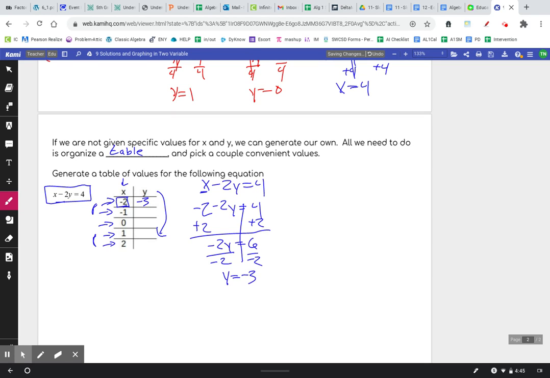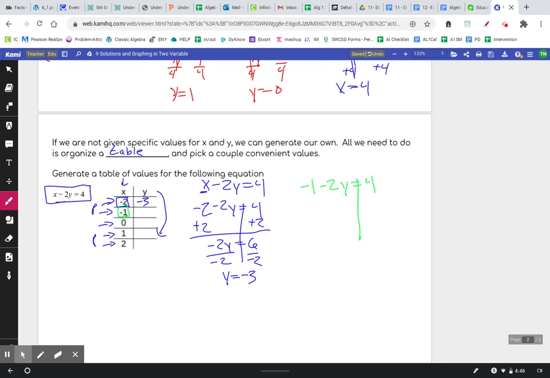All right, switch up the color here. Let's go with a nice, solid green. Okay, next value, I'm going to plug in this -1. I'm going to plug it in for x again. It's on my x list. Let's go ahead and do it. Instead of x minus 2y, I'm going to have -1 minus 2y equals 4.